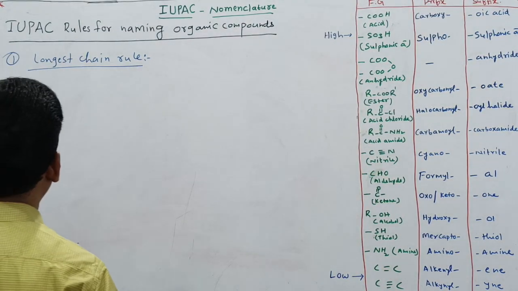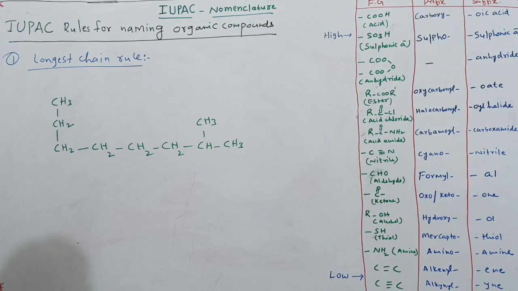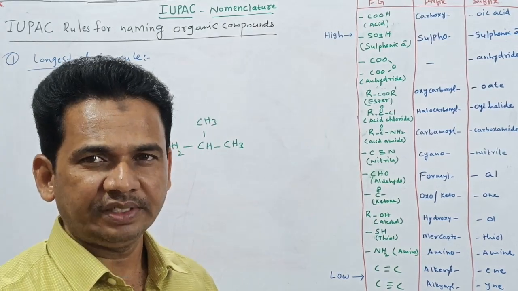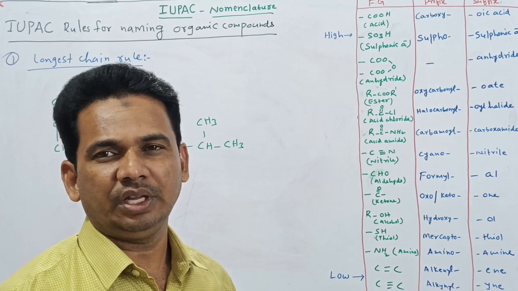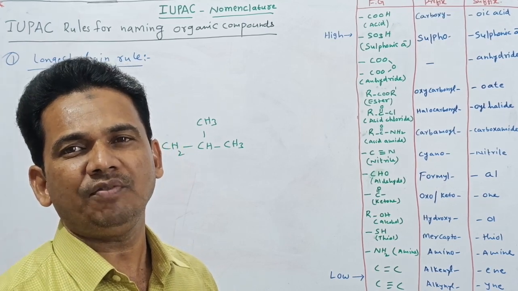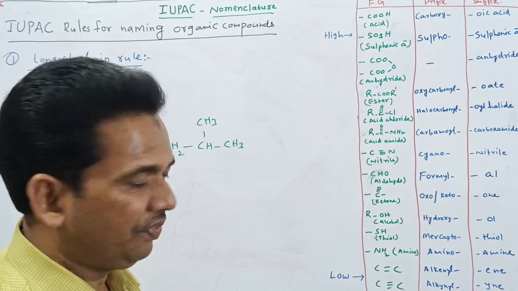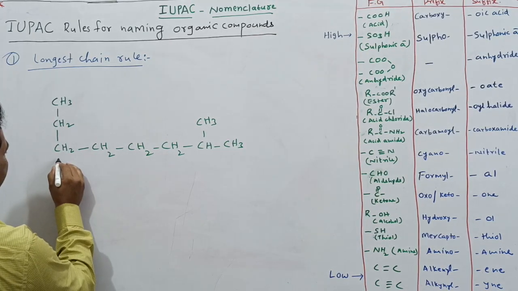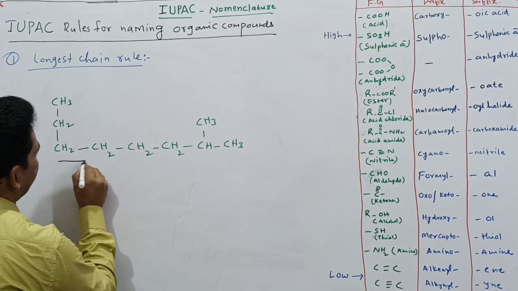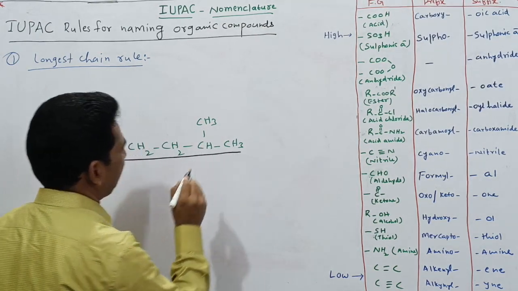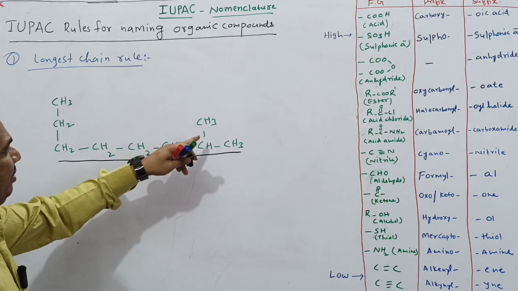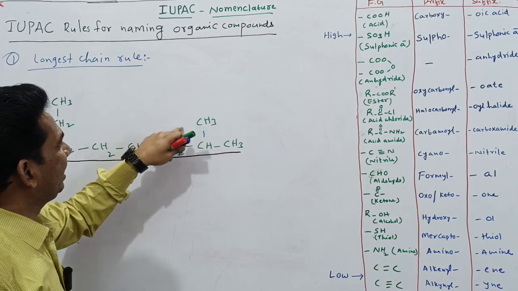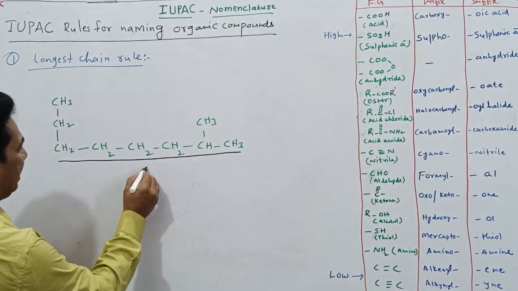For example, I will write here. Now I have to select the longest chain. The longest chain should have the more number of carbons. We should not forget that. Generally the mistake students make is that they think the longest chain means the straight chain. They will note this one as a substituent, and they will select this one also as a substituent. That is completely wrong.